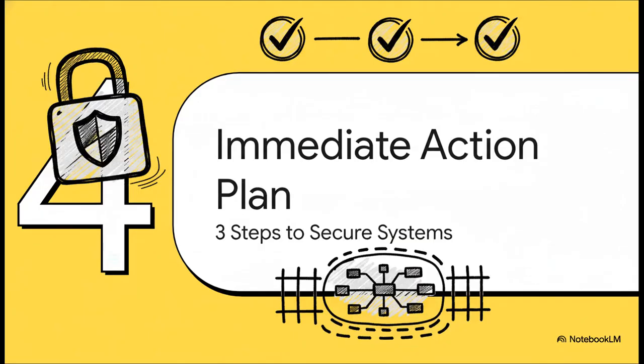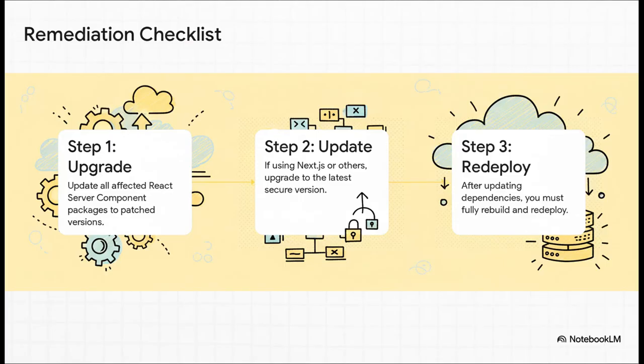All right, we've laid out the problem. Let's talk about the solution. And this isn't a suggestion, okay? This is a clear, non-negotiable checklist to get your systems secure immediately. Step 1, upgrade your React packages. Get them to the patched versions. Step 2, upgrade your framework, whether it's Next.js or something else, to the latest secure version. And step 3, and please do not skip this part, you have to completely rebuild and redeploy your application. Just changing a version number in your package.json is not enough. The patched code has to actually be running in production.